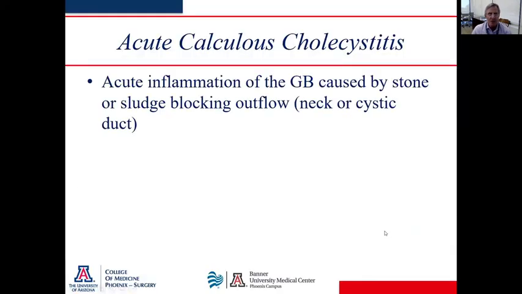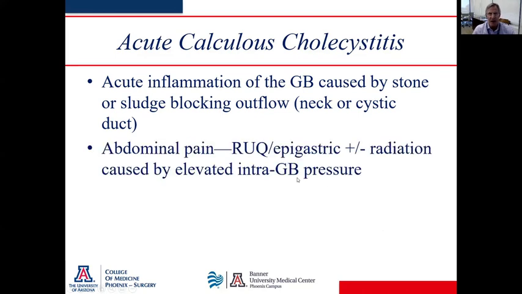So acute calculous cholecystitis is acute inflammation of the gallbladder caused by stone or sludge blocking the outflow of the gallbladder, either its neck or the cystic duct. It usually results in abdominal pain.